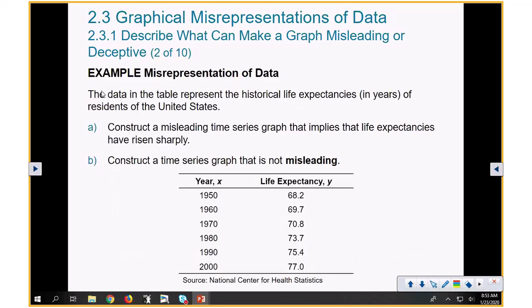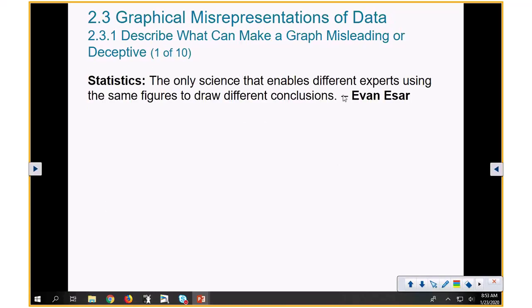What did Mark Twain say about statistics? Because I think you need to have both sides. So let me have literature English people. What did Mark Twain say about statistics? You have a work email. That's what he said. He said there's lies, damn lies, and statistics. Okay? So you got to have both of them. I don't want to just give you one that gives you all the glory. There's also people that use statistics in a not so glorious way. But the science that enables different experts using the same figures to draw different what?